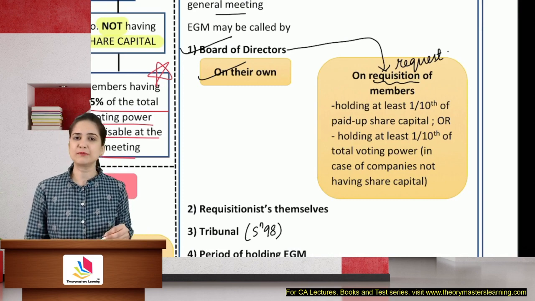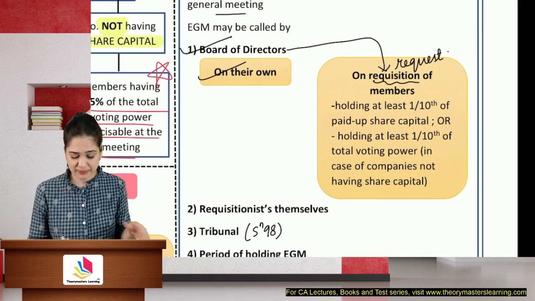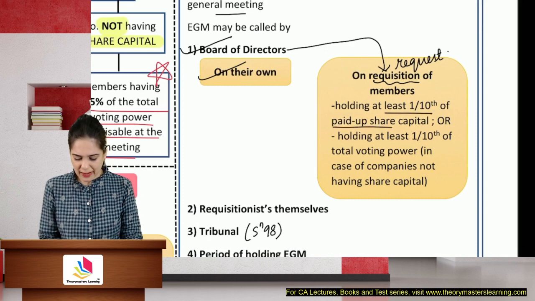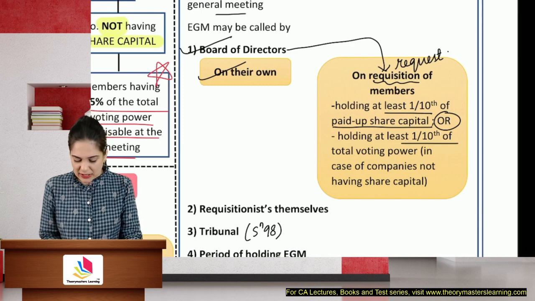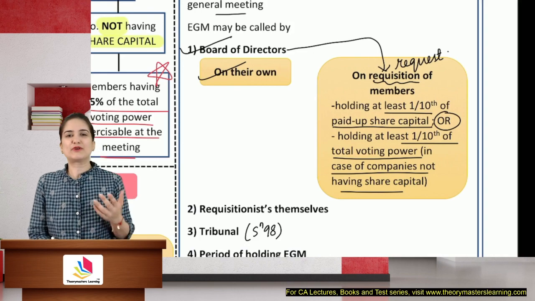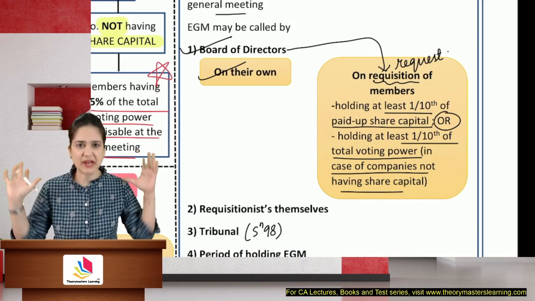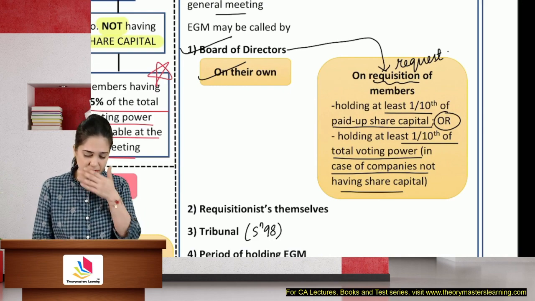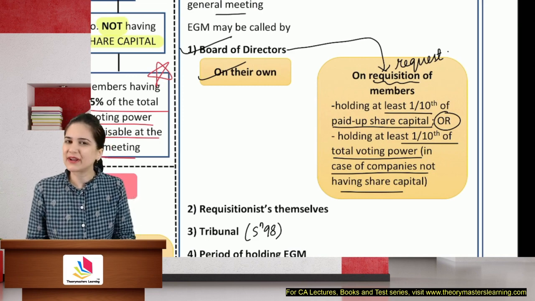Now, requisition means that you have to send a request. If one member sends request, the company is not going to call EGM. So we need the request from at least members holding 1/10 of the paid up capital, or if you don't have share capital, then at least 1/10 of the total voting power. Now, even in college, if only one student requests, the principal is not going to listen. But if many of them give a request in writing, then the principal will be forced to comply with your requirement. So you can request the company, and then the board of directors will call an extraordinary general meeting.